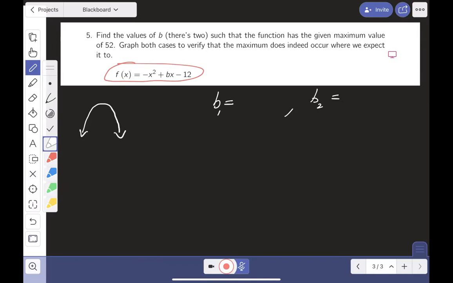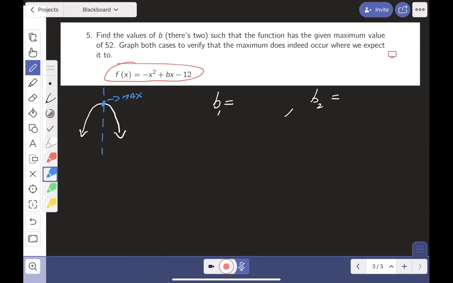How do I know that? I'm looking at the coefficient. The A is negative, so it opens downward. And this would have a vertex right here, which would be a maximal value. Where does the maximum occur? At the vertex or along the axis of symmetry.